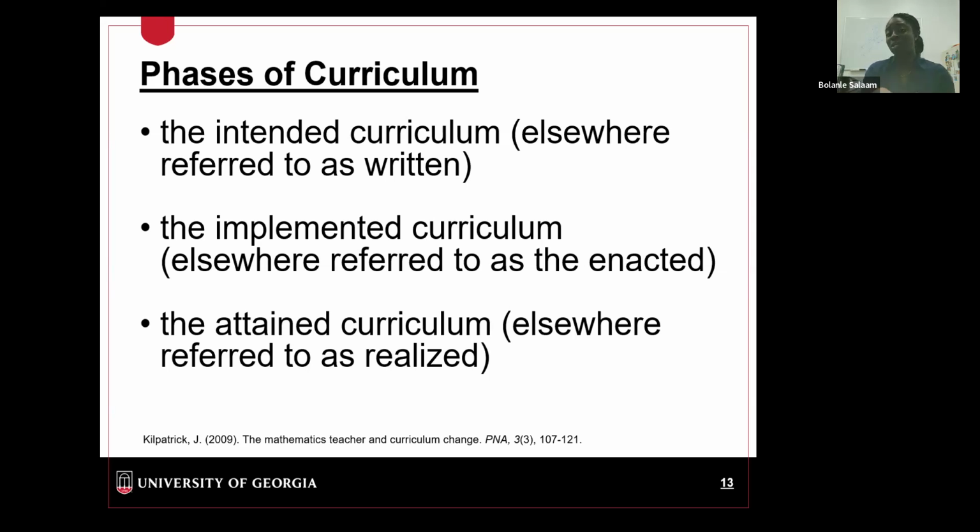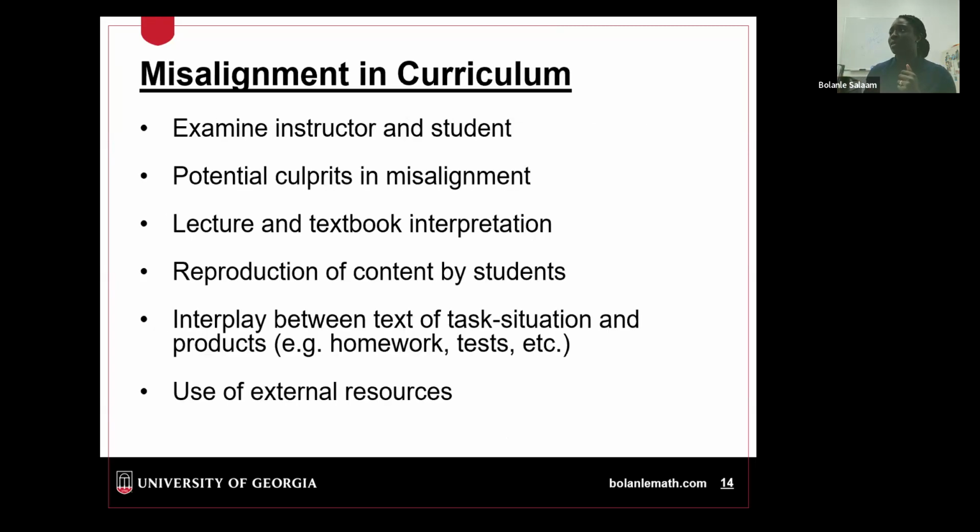But then we now look at the instructor and then the student. So we have the attained curriculum, which is sometimes referred to as realized. So this is what the student has actually learned. And I really loved this particular portion of things because what students learn isn't necessarily what you have intended for them to learn, but hasn't learning still occurred. So I felt like we needed some sort of way to look at these three things if we're trying to figure out some of the possible reasons for student difficulty.